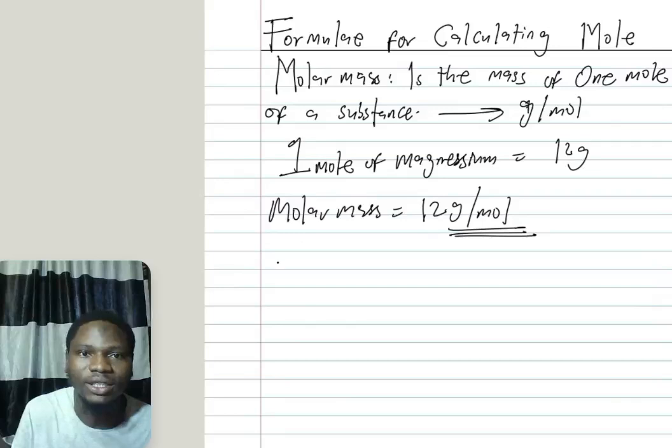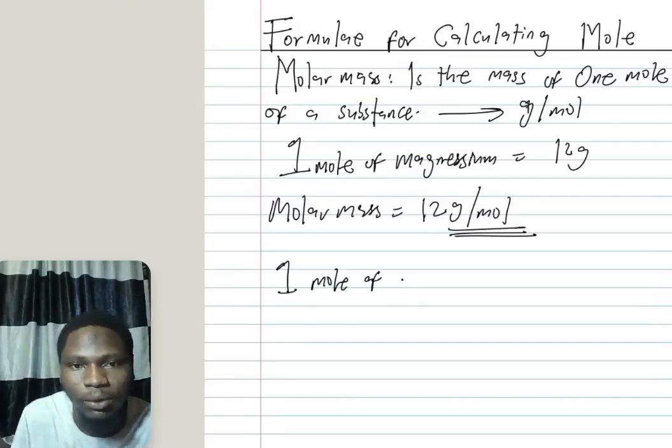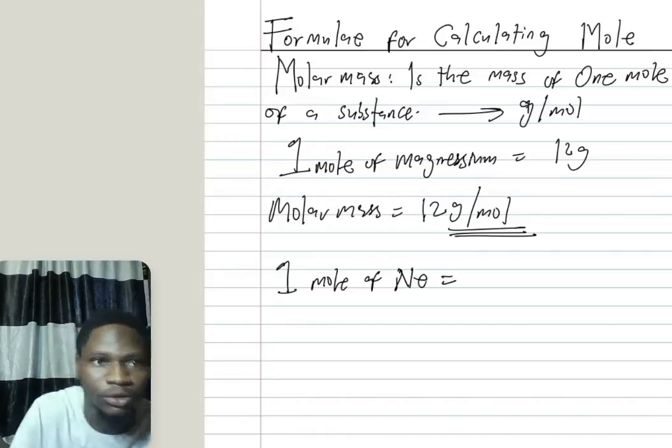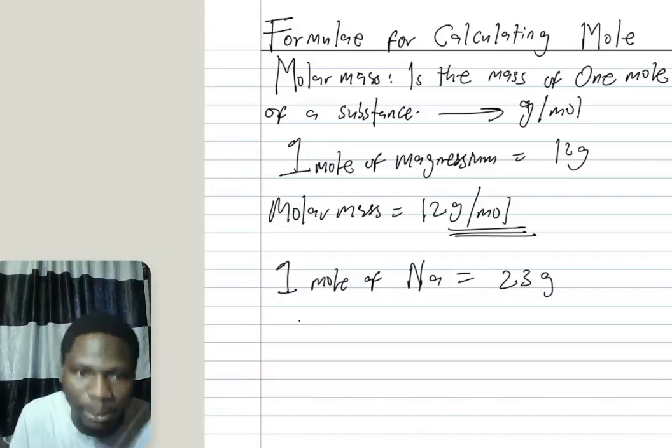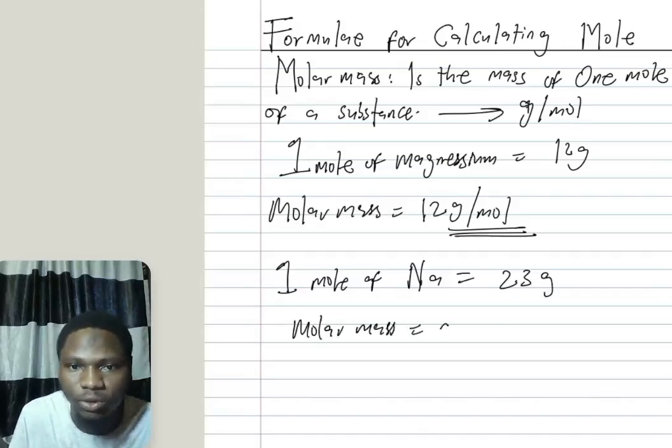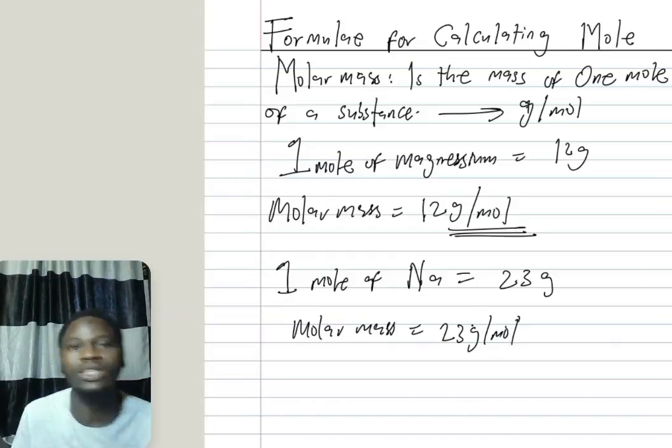If I say 1 mole of sodium is equal to 23 grams, now, who can tell me what is the molar mass of sodium? It means that the molar mass of sodium is equal to what? 23 gram per mole. That is, 1 mole of sodium weighs 23 gram.